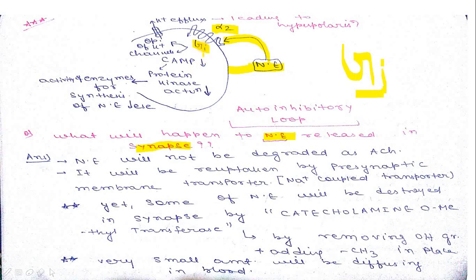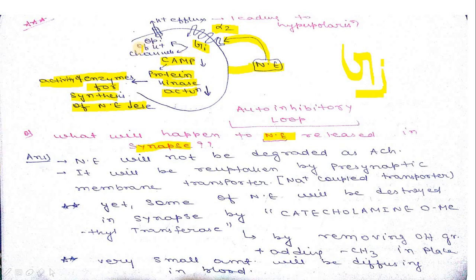Clear? So once the G inhibitory type GPCR is activated, cAMP will decrease, because adenylate cyclase will become inactive. Then protein kinase activation will decrease, then activation of the enzymes for synthesis of norepinephrine will decrease, such as tyrosine hydroxylase and dopa decarboxylase. Those are the enzymes responsible for norepinephrine synthesis. Their activity will decrease, so ultimately norepinephrine decreases.